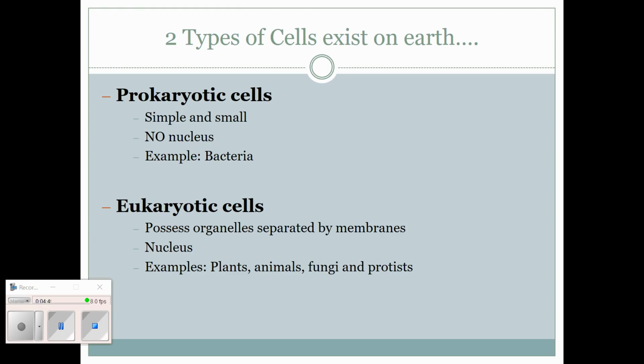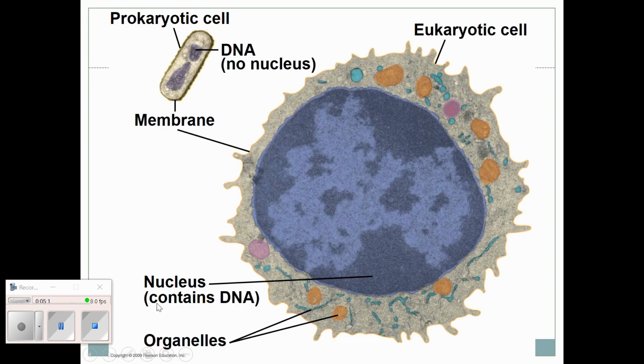A eukaryotic cell, eu means true, and of course karyo means nucleus, so they have a nucleus. They have organelles separated by membranes. Plants, animals, fungus, and protists are all made up of cells that are eukaryotic. Here's a picture of a prokaryotic cell. It does not have a nucleus, it just has DNA that free floats inside the cell. And then you have a eukaryotic cell, of course, which has a membrane-bound nucleus.